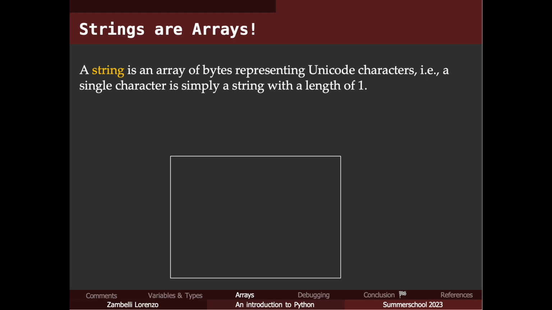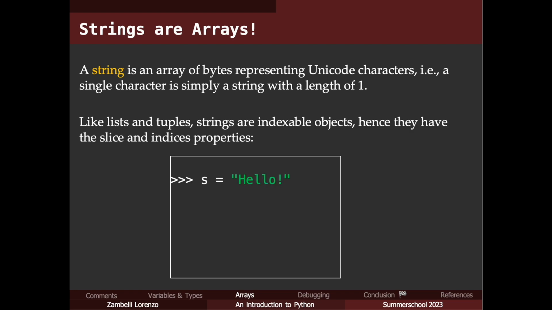Okay, strings are arrays, as I said at the start of these videos. And why is that? Because strings are basically bytes that represent Unicode characters. So a single character is simply a string of length 1. So H is a string, a character of length 1, E a character of length 1, and so on. So for example, let's write s equal hello.